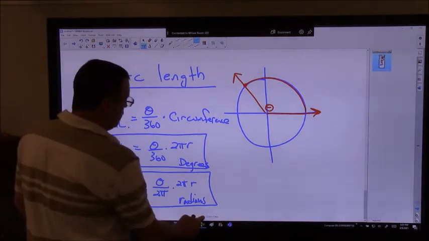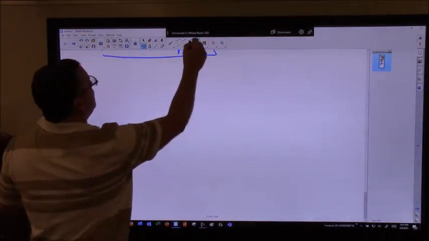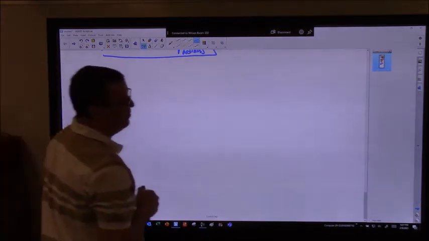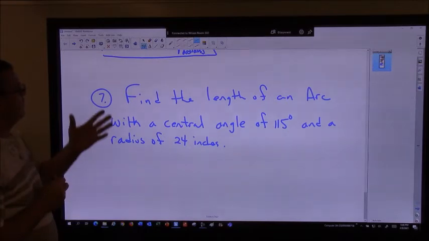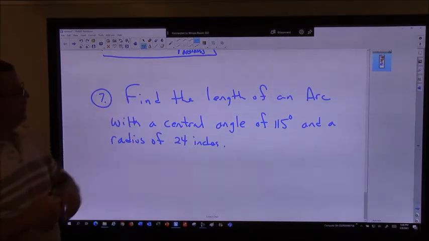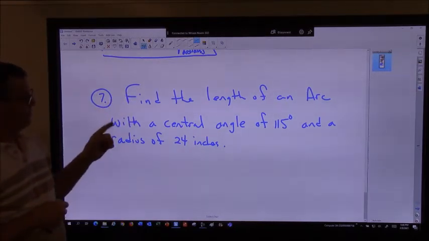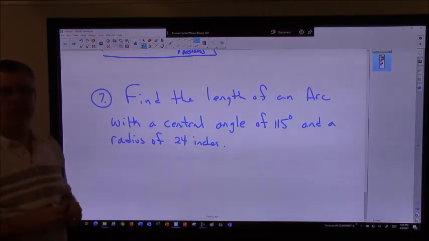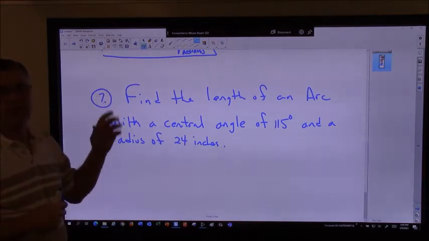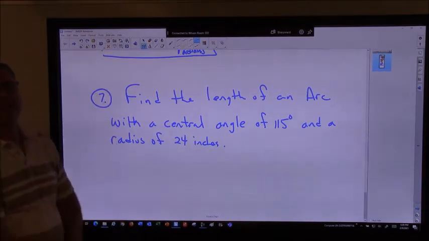All right, so let's try a practice problem here. I have no idea what number I'm on. All right, so let's see if we can do one of these. We want to find the length of an arc with a central angle of 115 degrees and a radius of 24 inches. Okay, all we got to do is plug it into the formula. You guys go ahead and try it.